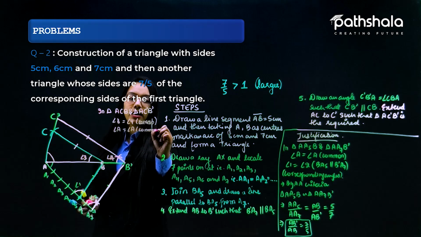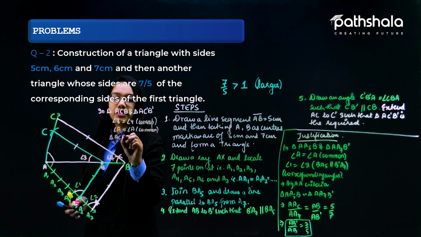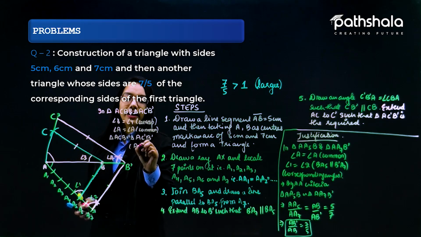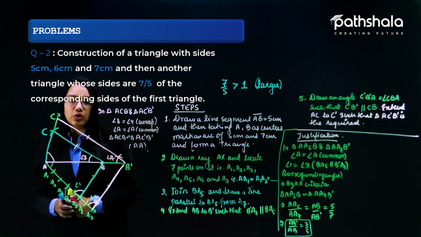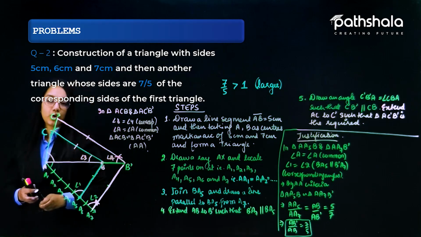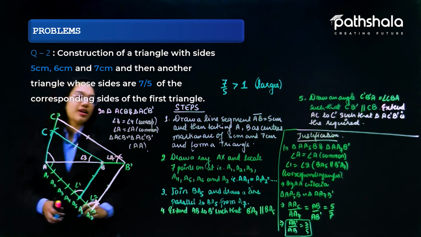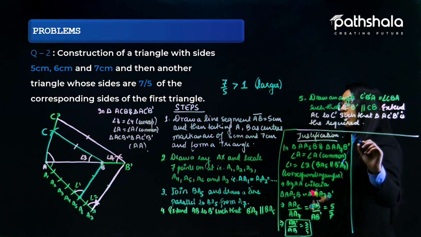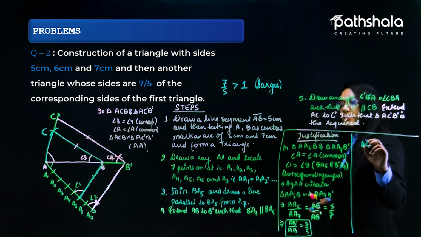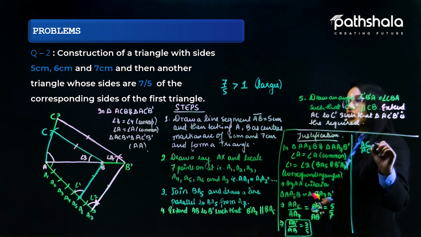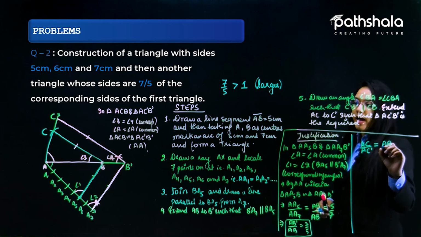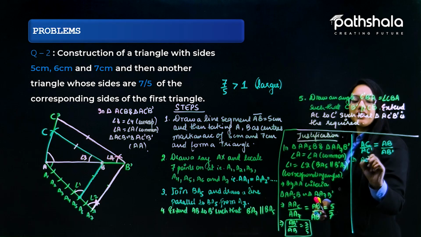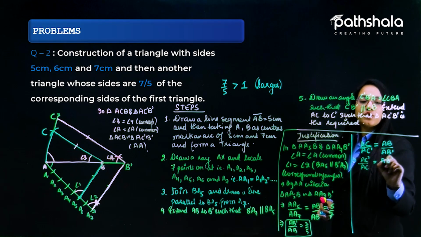So by the angle criteria, triangle ACB should be similar to the triangle AC dash B dash. If they are similar to each other, their corresponding sides' ratios should also be equal, which means that AC by AC dash is equal to AB by AB dash. If I take the reciprocal of it, this would be AC dash by AC, which is equal to AB dash by AB.